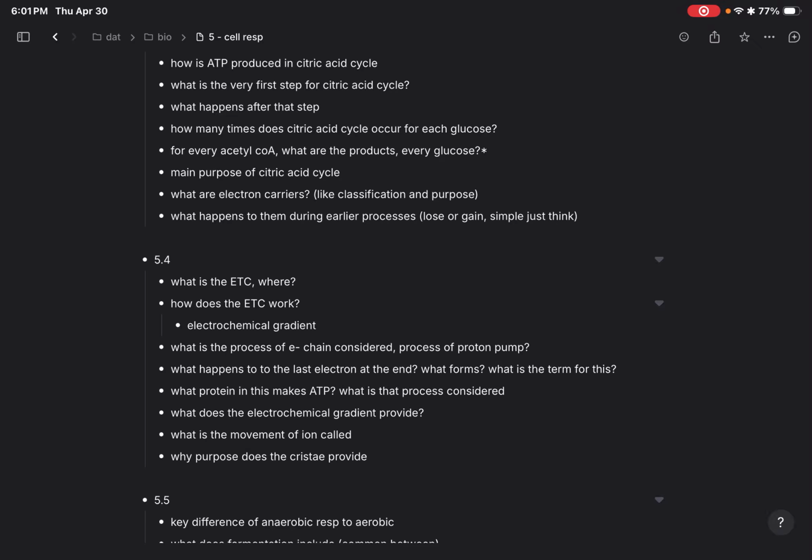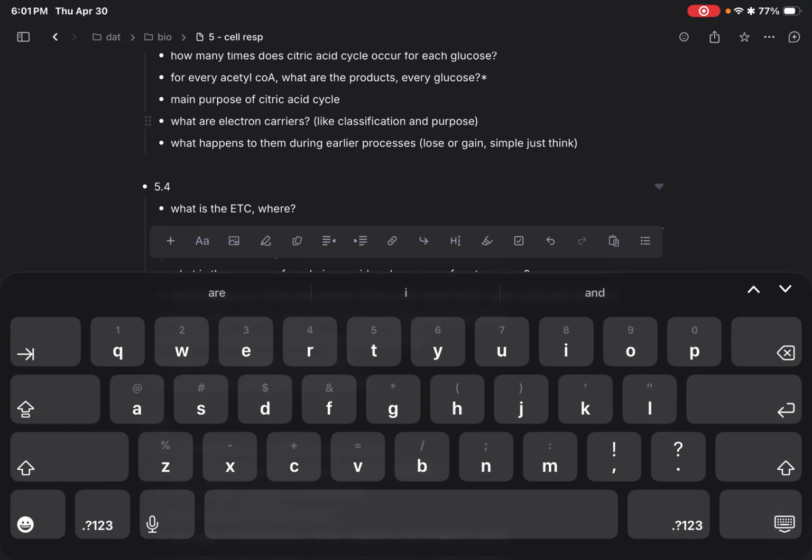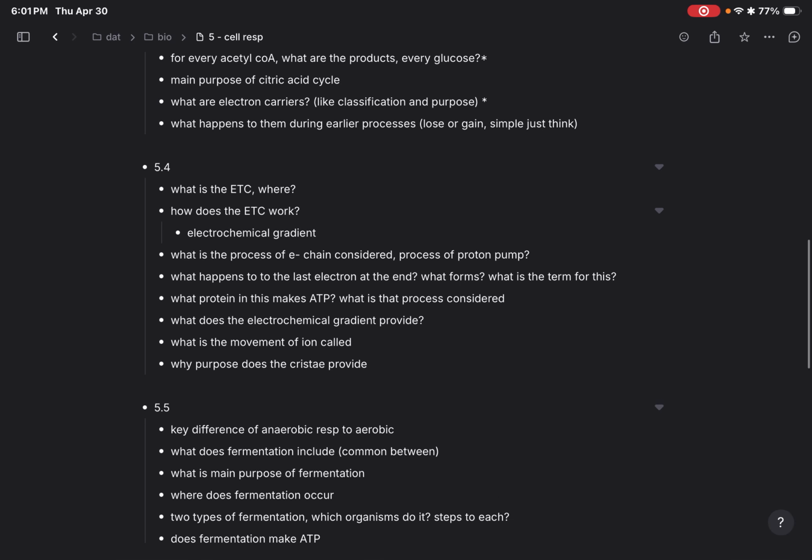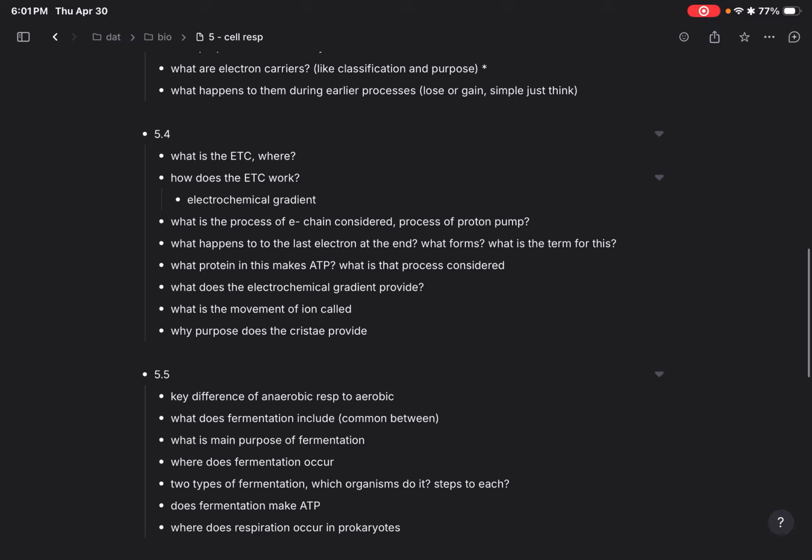What are electron carriers? They are... What are they? Enzymes? No, not enzymes. But the purpose is just to carry electrons. What happens to them? They get reduced because they gain electrons. It's a coenzyme nucleotide molecule. What happens to them during earlier processes? They gain electrons, so they get reduced. Yeah.